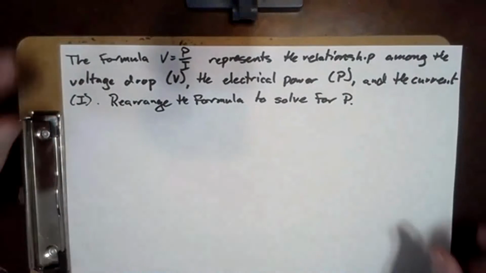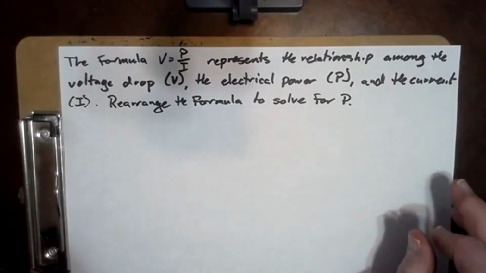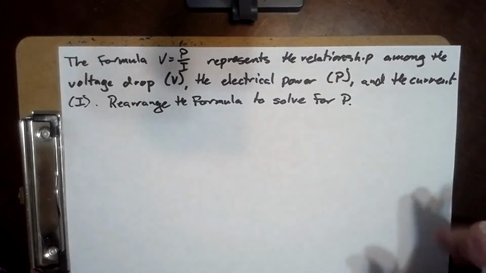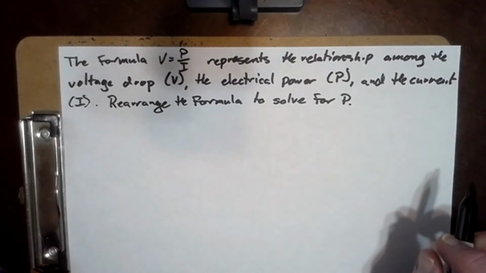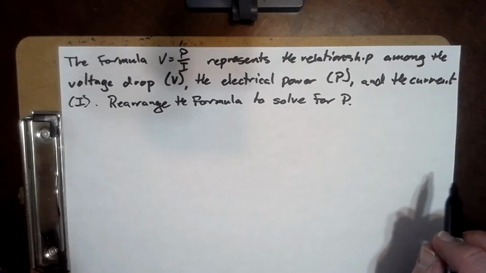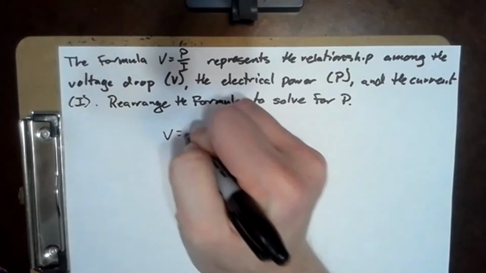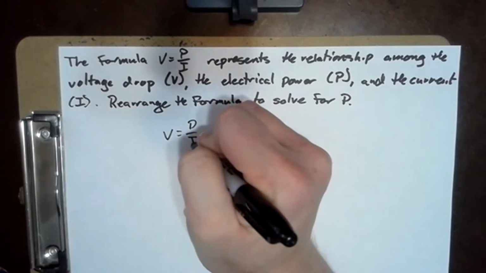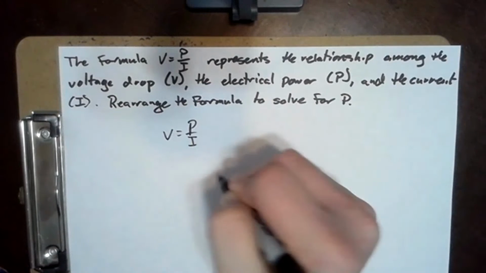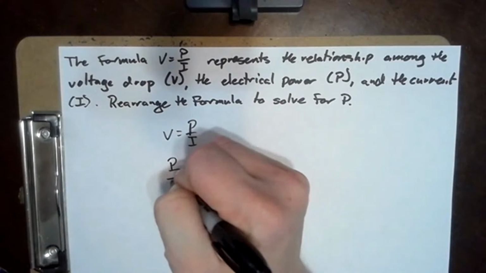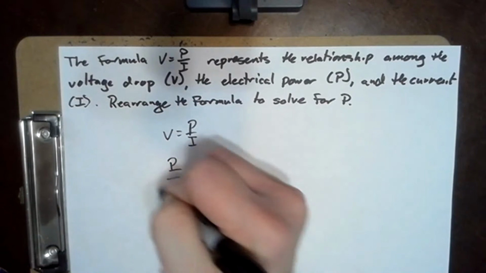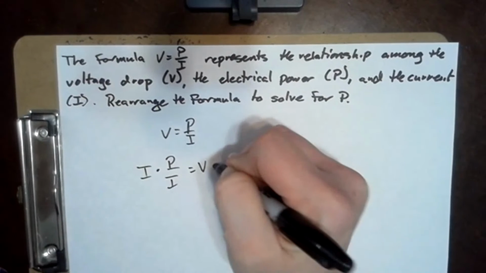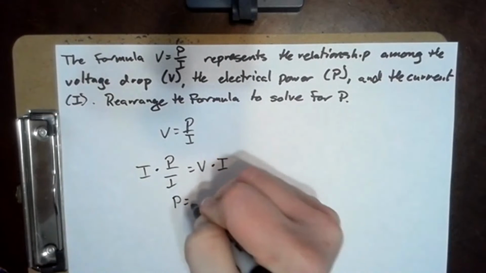The formula V equals P over I represents the relationship among the voltage drop V, the electrical power P, and the current I. Rearrange the formula to solve for P. Okay, so I've got V equals P over I, and I want to solve for P. I'll move my P over I to the left. I'm just going to multiply both sides of this by I. P equals VI.